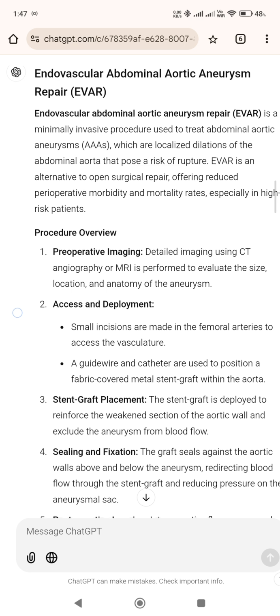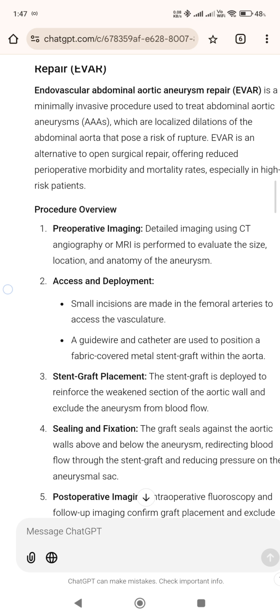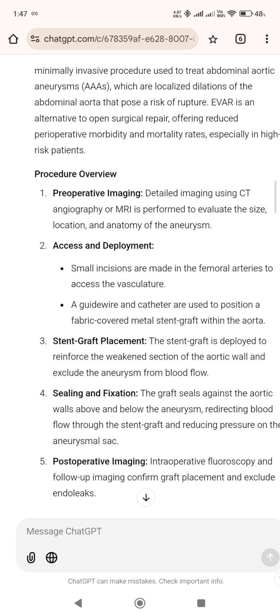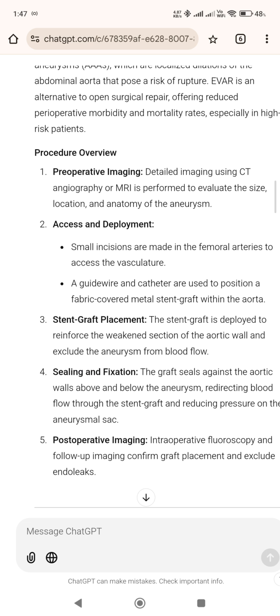Procedure overview. 1. Preoperative imaging. Detailed imaging using CT angiography or MRI is performed to evaluate the size, location, and anatomy of the aneurysm. 2. Access and deployment. Small incisions are made in the femoral arteries to access the vasculature. A guide wire and catheter are used to position a fabric-covered metal stent graft within the aorta.